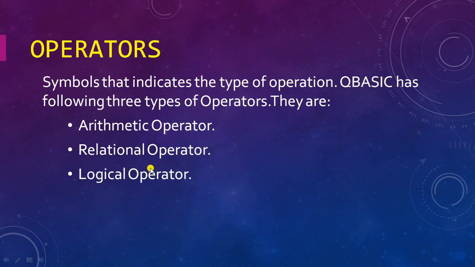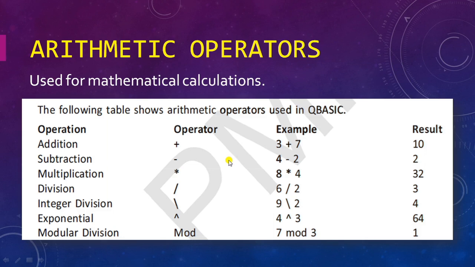Okay. Next we have operators. I hope you all know the symbols which we use for basic operations like arithmetic operator, relational operator and logical operator. So one by one let's see. Arithmetic operators are used for mathematical calculation. You all have known about this in your maths also, plus for addition, minus for subtraction. These are the things we normally use in QBASIC.